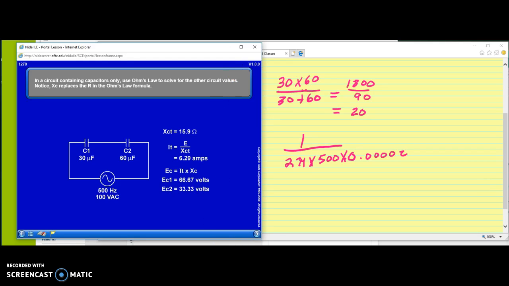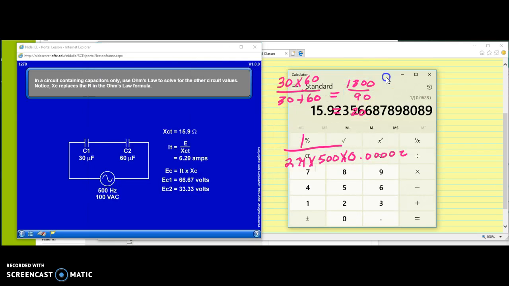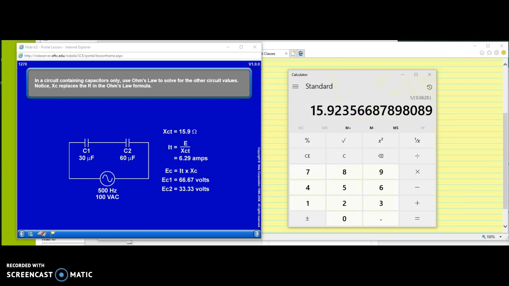So let's see that on the calculator. We're basically using Ohm's law. Let's get rid of this writing over here. We're taking that 100 volts and dividing it by the 15.9 ohms impedance. And that gives us 6.29 amps if we round up. So now we've got 6.29 amps of effective current running through here.